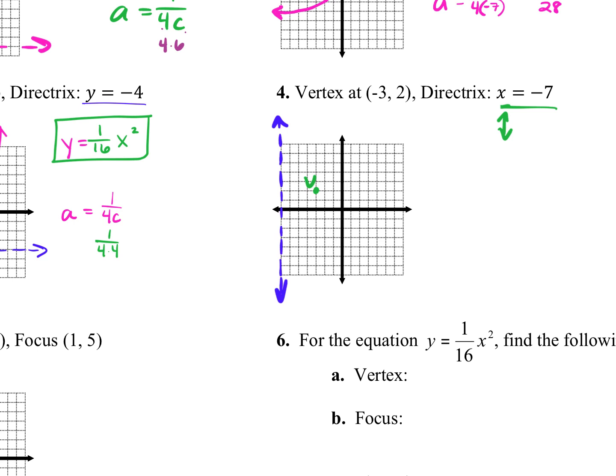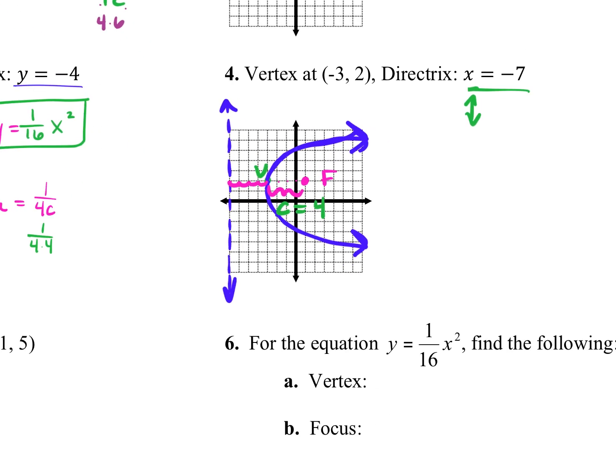Which way does this parabola open? To the right. It's going to go this way. Okay. So now to find your C value, this is 1, 2, 3, 4 to the left to get to the directrix. So you need to go 1, 2, 3, 4 to the right. This is your C value. So C is a +4 because you went to the right with it.